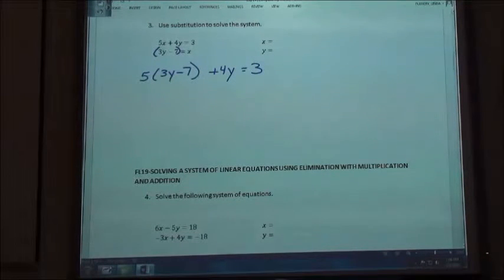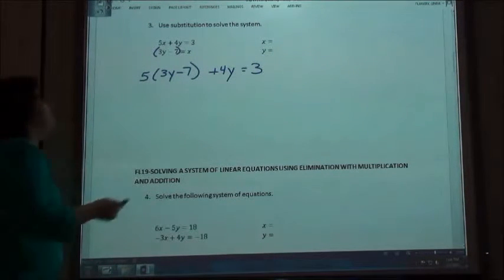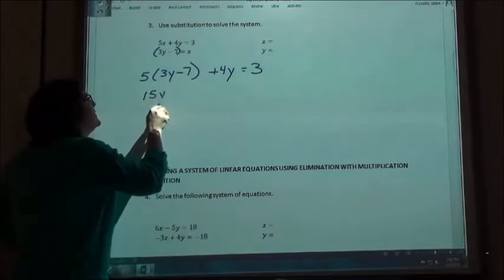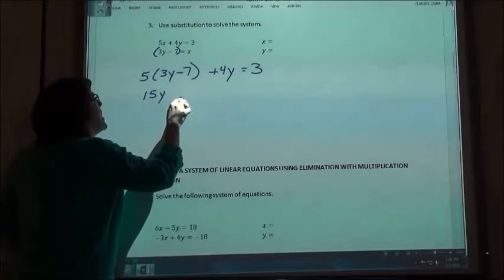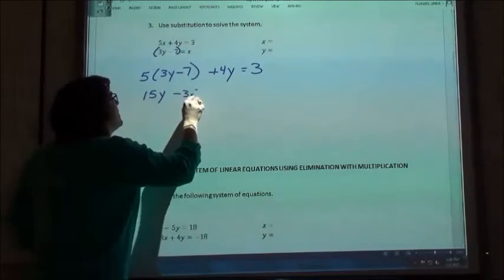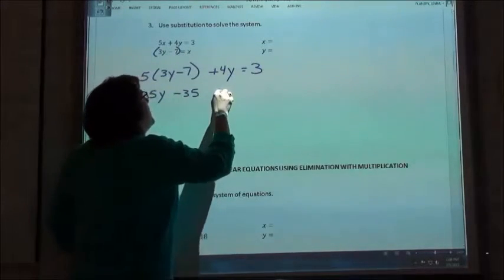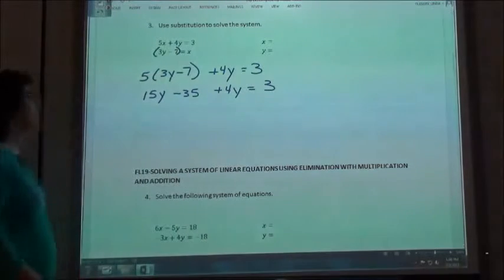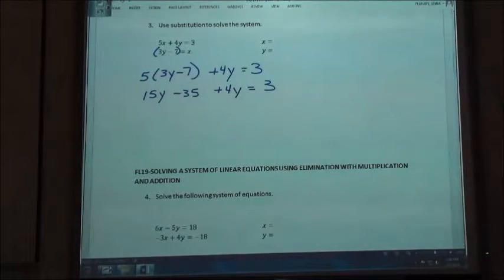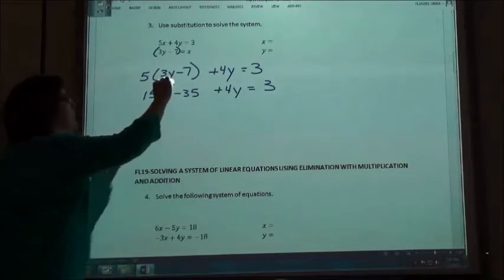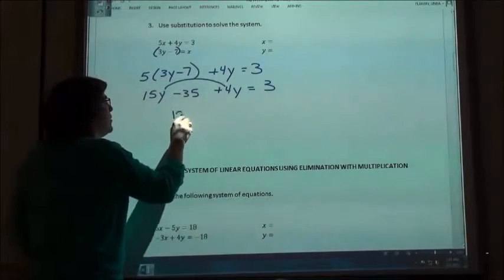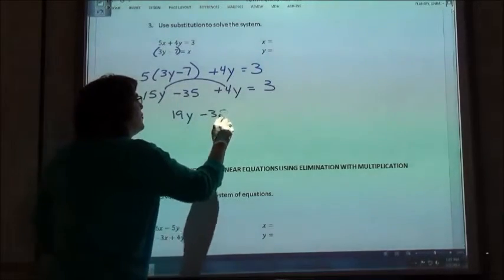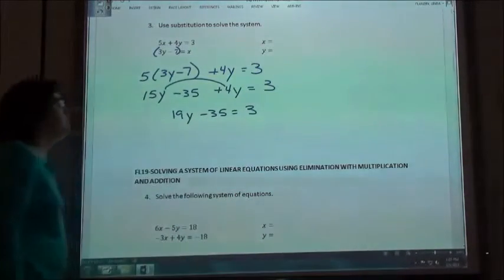Okay. Getting rid of our parentheses, we then would have 15y minus 35 plus 4y. So 15y minus 35 plus 4y equals 3. Then we're going to combine our like terms. So 19y minus 35 equals 3.